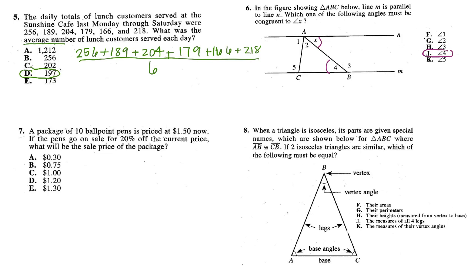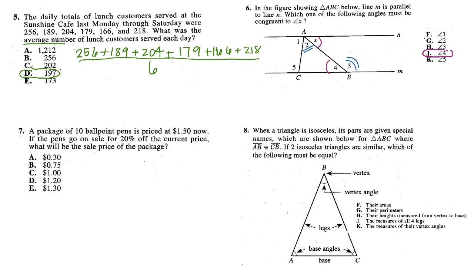By the same idea, let's list a couple more that would be congruent. It looks like 2, that angle there, is probably going to be congruent out here to 3, so that would be another set of congruent angles. Okay, moving on to 7.